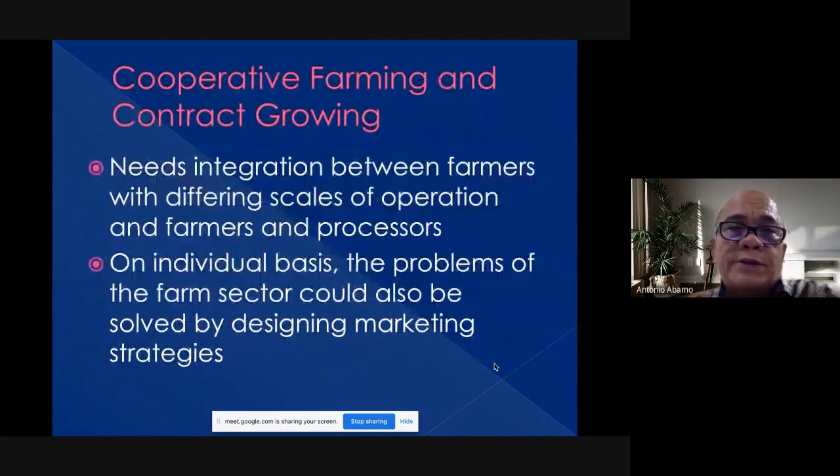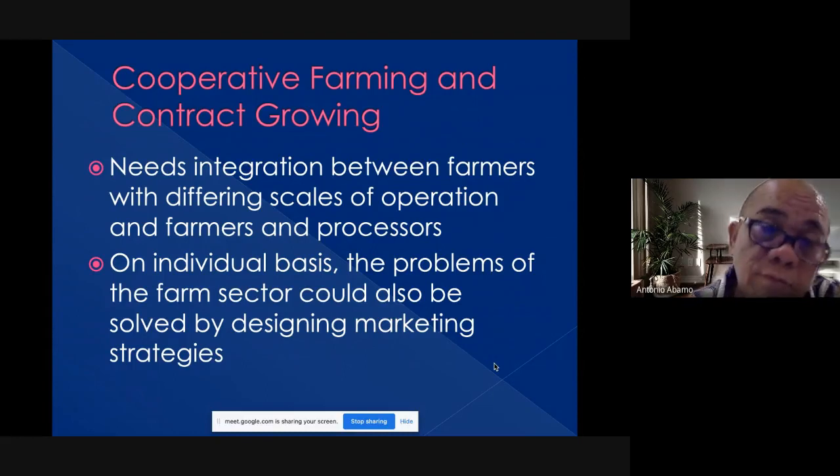Now, that's one contract growing, though, one production arrangement. The cooperative farming and contract growing can also be done, say, for example, in parallel, no? Now, there is a cooperative that also does contract growing. And on an individual basis, the problems of the farm sector could also be solved by designing marketing strategies. No? Ang problema dun sa farm sector or production subsystem can be addressed by not necessarily the production arrangement, but by designing a good marketing strategy. Okay?